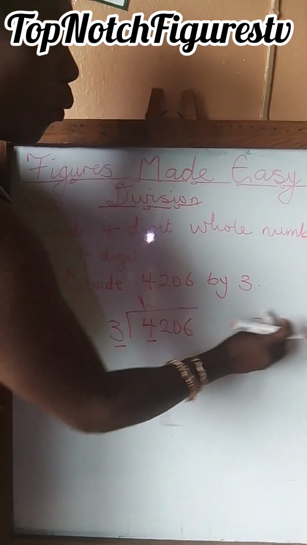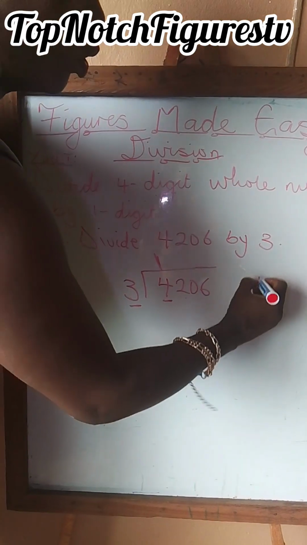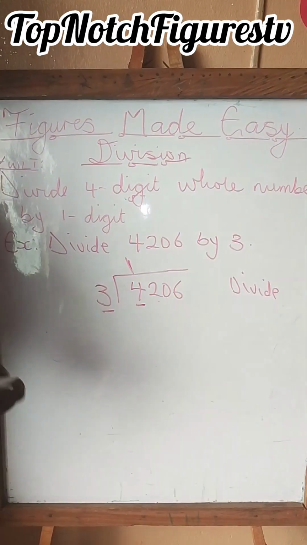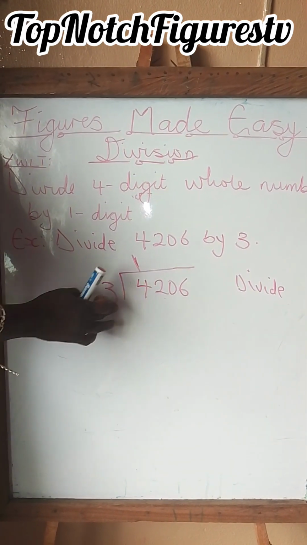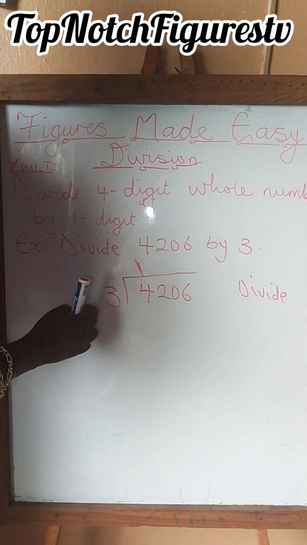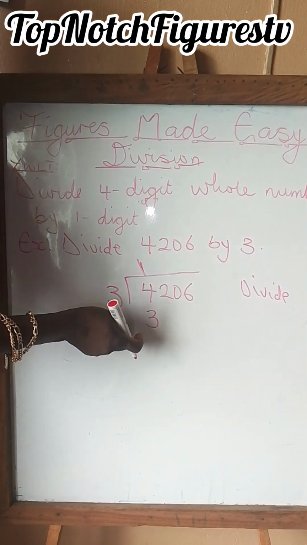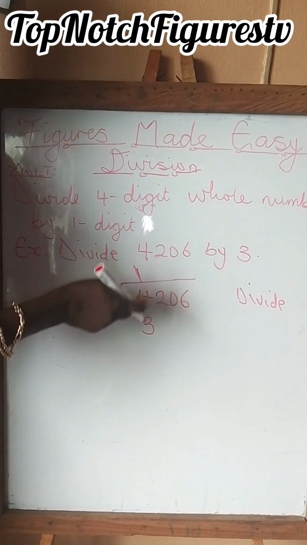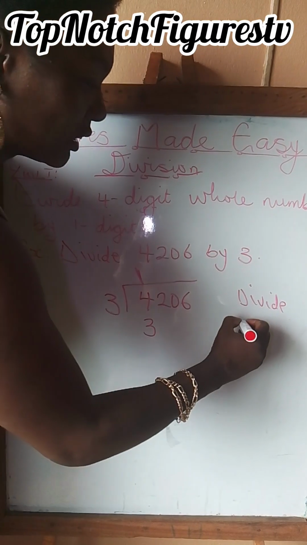First thing you do when you are doing a long division is what? You divide. Then the next thing we do, 1 multiplied by 3. 1 times 3 is what? 3. Write it under your 4, where you started from. Where you start from, that is where you write. Then the next thing we do is what? We multiply.